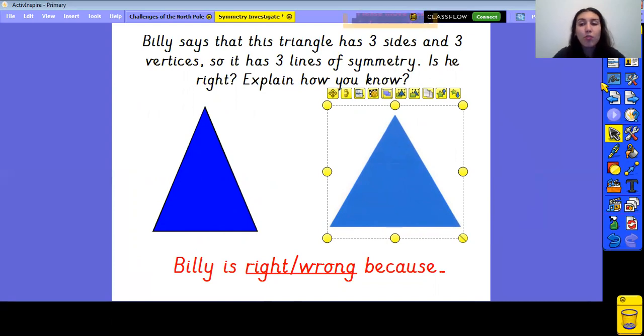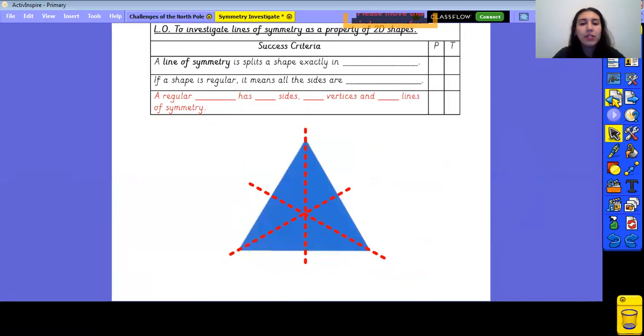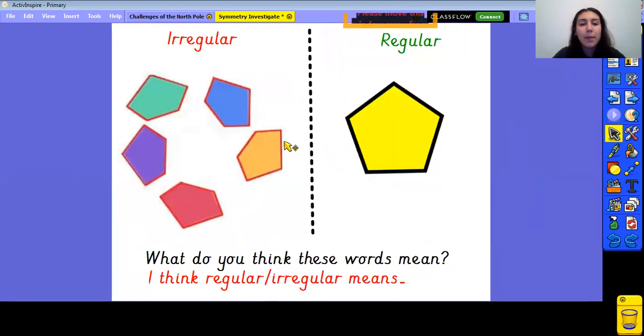If a shape is not regular, so let's go all the way back to have a look at our irregular pentagons. If a shape is not regular, then it will not have the same number of lines of symmetry as the number of sides and the number of vertices.